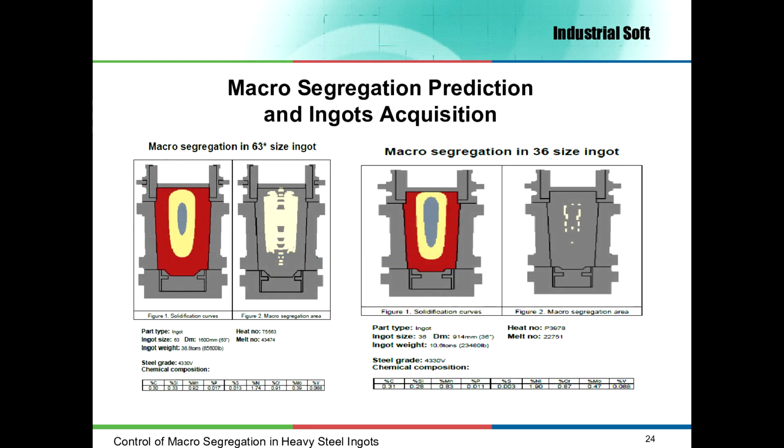This example is about how to use the macro segregation prediction if you would like to acquire an ingot. Macro segregation prediction can tell you if an ingot with a particular geometry and chemical composition is free of segregation or not. The first ingot in this slide has a very large macro segregation zone and it is not recommended to use it for making high-quality forgings. In the second one, the macro segregation area size is almost zero and it can be used to manufacture forgings with high quality.